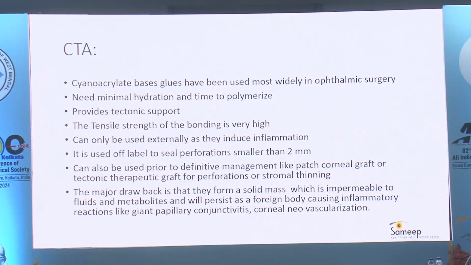It is used off-label to seal perforations smaller than 2 millimeter in size. It can also be used prior to definitive management like a patch corneal graft. If you end up seeing a patient with a corneal perforation and you are taking that patient for a surgical intervention, maybe you can apply cyanoacrylate tissue adhesive on the table to form the chamber, and then one can go ahead with a corneal graft.